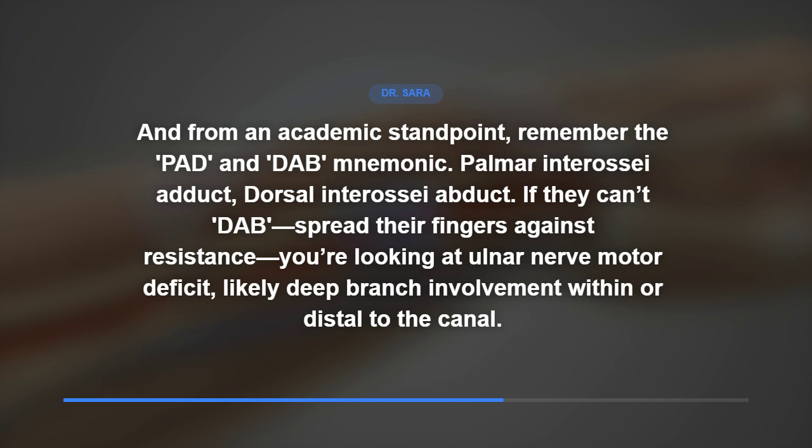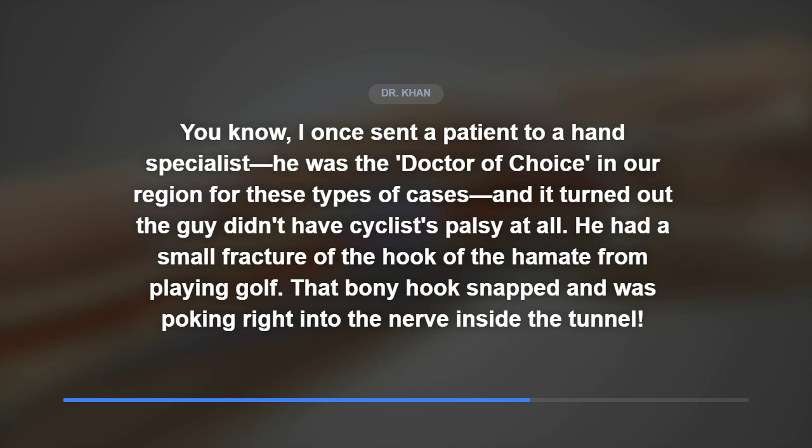And from an academic standpoint, remember the PAD and DAB mnemonic. Palmar interossei adduct, dorsal interossei abduct. If they can't DAB, spread their fingers against resistance, you're looking at ulnar nerve motor deficit, likely deep branch involvement within or distal to the canal.